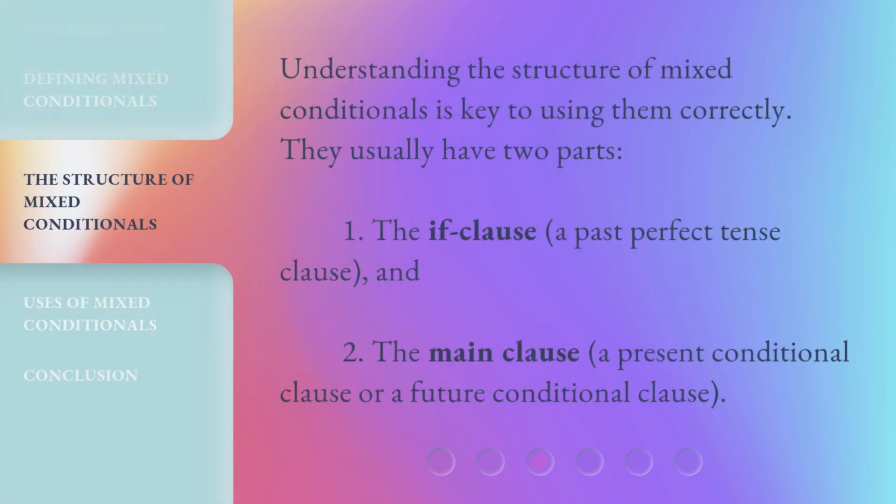Understanding the structure of mixed conditionals is key to using them correctly. They usually have two parts. 1. The if clause, a past perfect tense clause, and 2. The main clause, a present conditional clause or a future conditional clause.